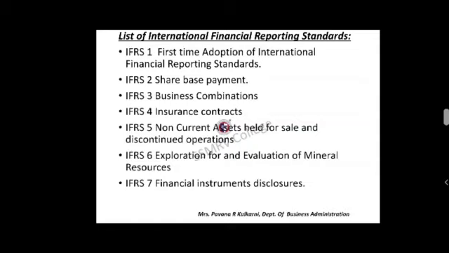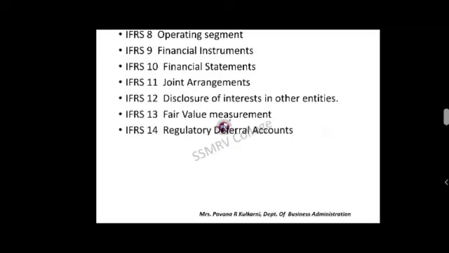IFRS 7, it is for financial instrument disclosures. Every company has to disclose their financial reports according to IFRS 7. IFRS 8 is operating segments. For this, every company has to disclose their operating, that is financial activities conducted by them. IFRS 9, it is for financial instruments. Financial instruments held by the companies should be disclosed according to this standard.